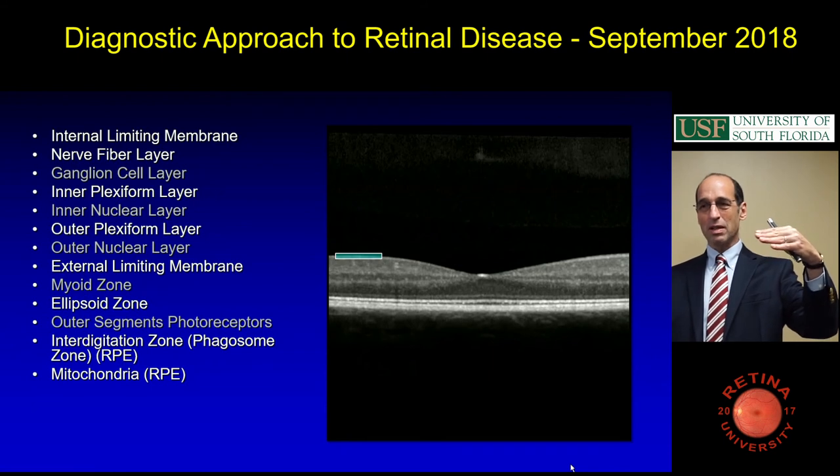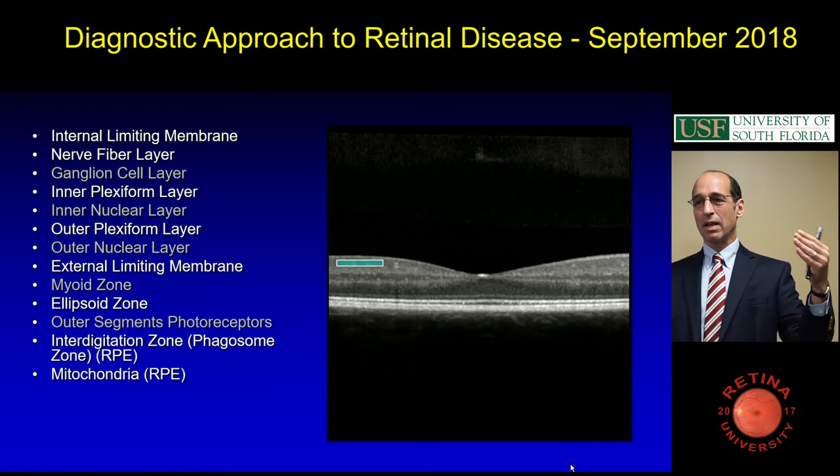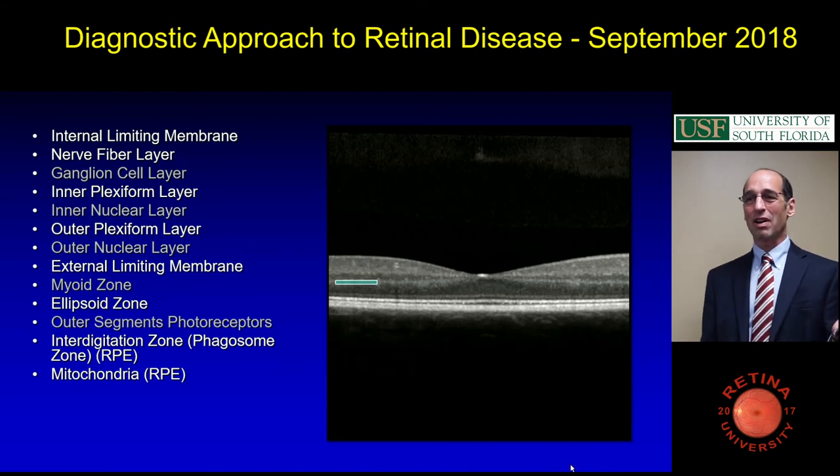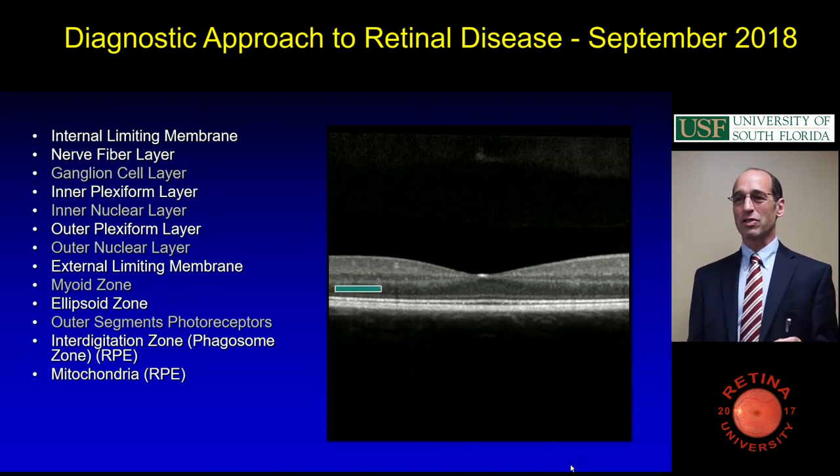I put these bright where they're bright and dark where they're dark. The nerve fiber layer is reflective, the ganglion cell layer is not. So pretty much anything with nuclei is dark. Your inner plexiform is bright, your inner nuclear is dark, outer plexiform is bright, outer nuclear is dark.